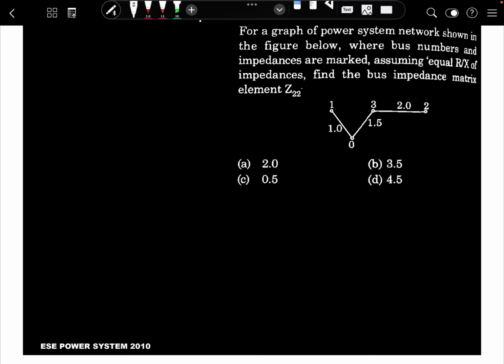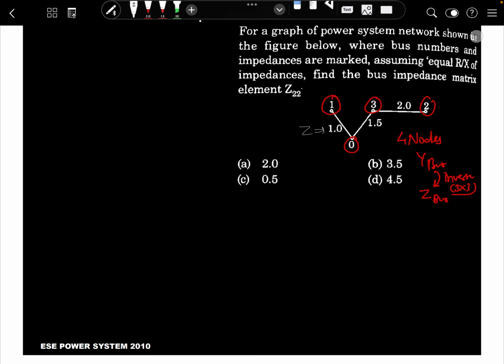For a graph of a power system network shown in the figure below, where the bus numbers and impedances are marked. Now impedances marked means this is Z, and we have to find the Z22. Now this is how many nodes you can check. This is one, this is one, this is one. These are 4 nodes. If we convert into a Y bus and then again this to Z bus, the inverse we take, it will be 3 by 3 inverse, which is difficult. That's why we will go with Z bus.